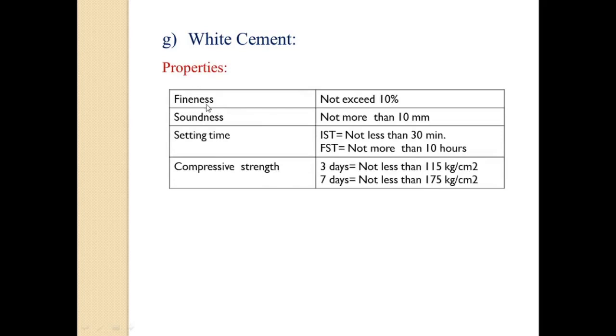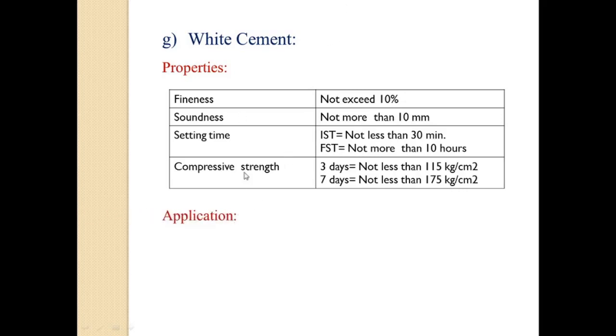Let us see what those are. Fineness should not exceed 10%, soundness not more than 10 mm. Initial setting time not less than 30 minutes, final setting time not more than 10 hours. The 3 days compressive strength should not be less than 115 kg per centimeter square, and after 7 days it should not be less than 175 kg per centimeter square. So it is similar to ordinary Portland cement.